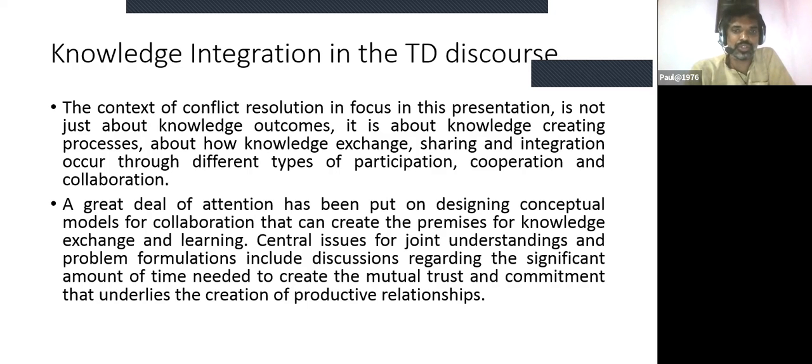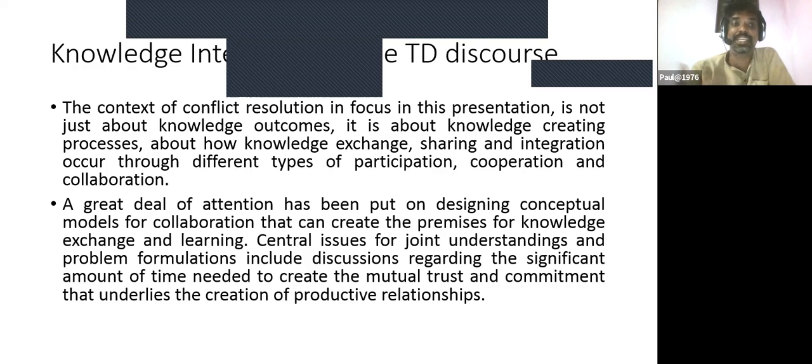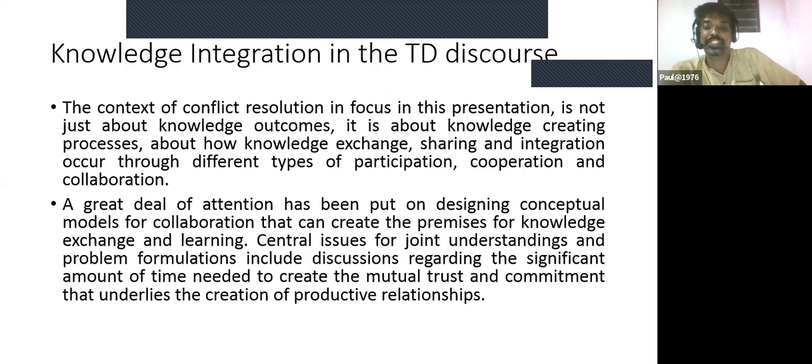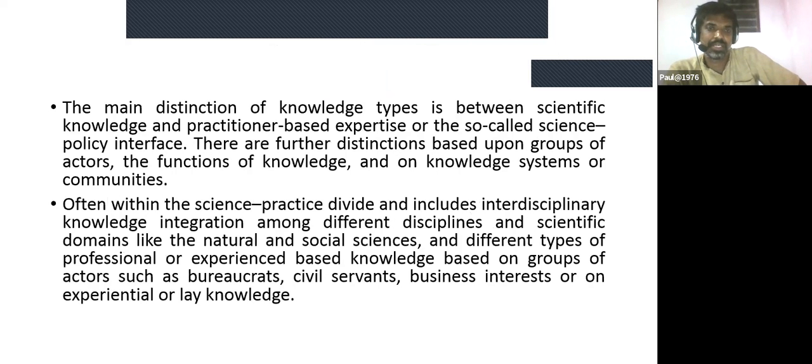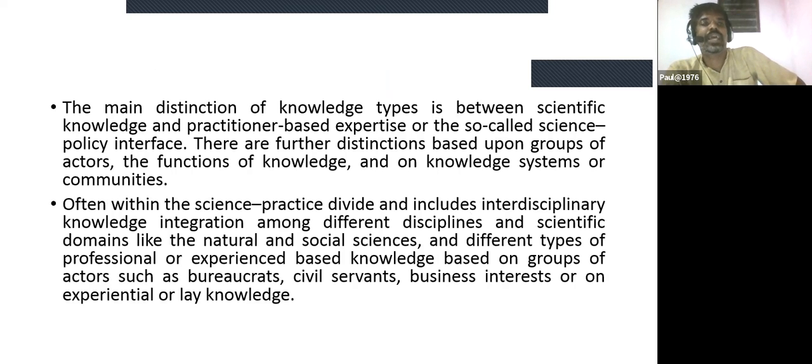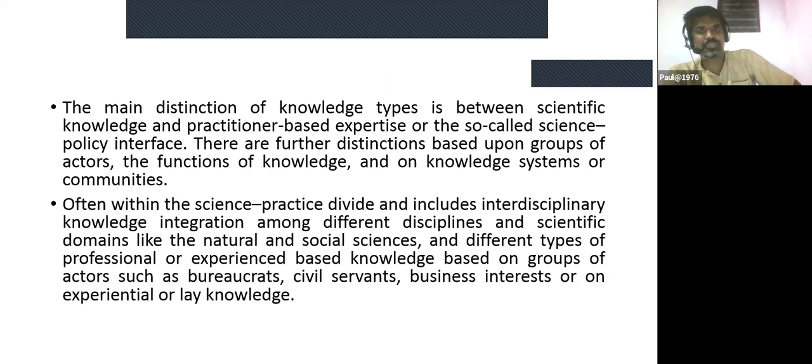So central issues for joint understandings and problem formulations include discussions regarding the significant amount of time needed to create mutual trust. It's very important, mutual trust and commitment that underlies the creation of productive relationships. The main distinction of knowledge types is between scientific knowledge and practitioner-based expertise, or the so-called science policy interface. There are further distinctions based upon groups of actors, the functions of knowledge, and on knowledge systems or communities.